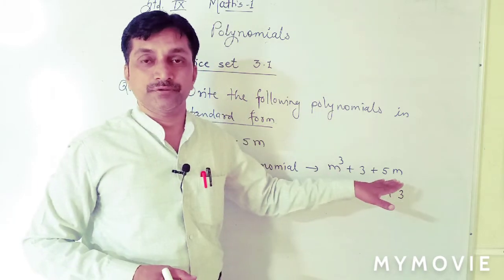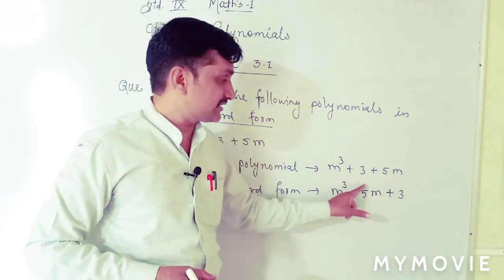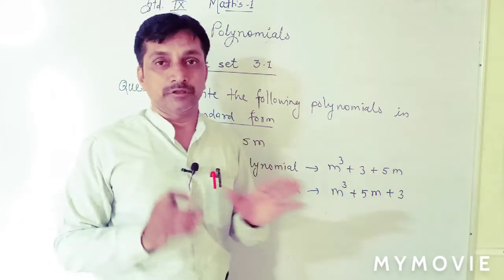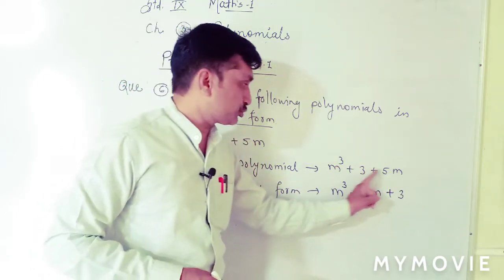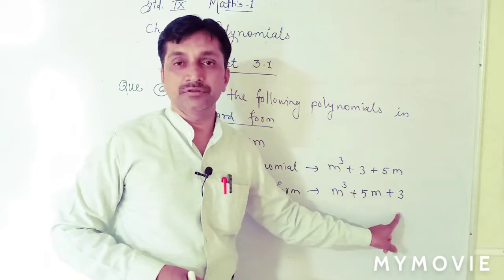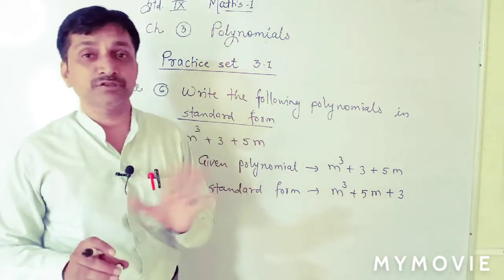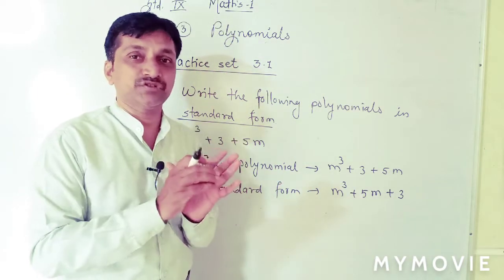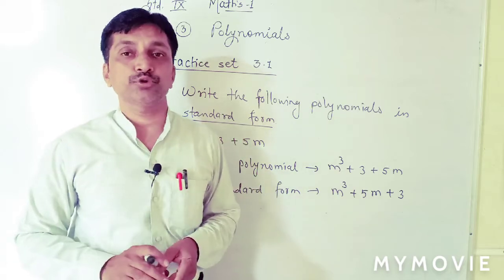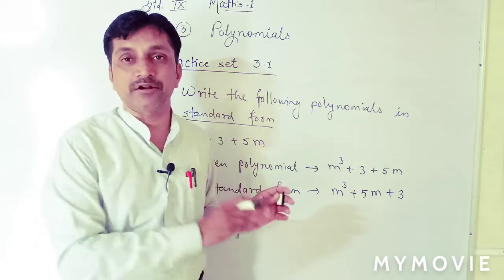We have arranged the powers in descending order. The terms are the same. Here 1, 2, 3, three terms, and here also 3 terms. The number of terms will not decrease or increase. We have to just change their position according to their power. This is the standard form.